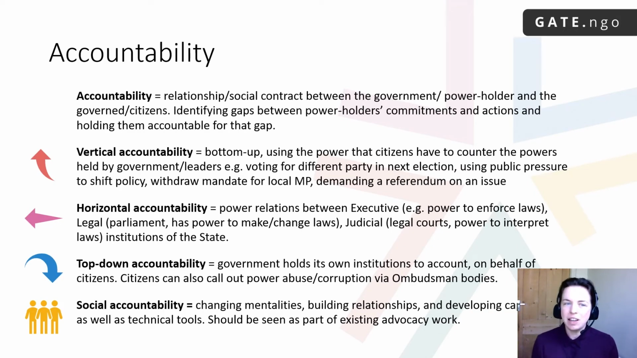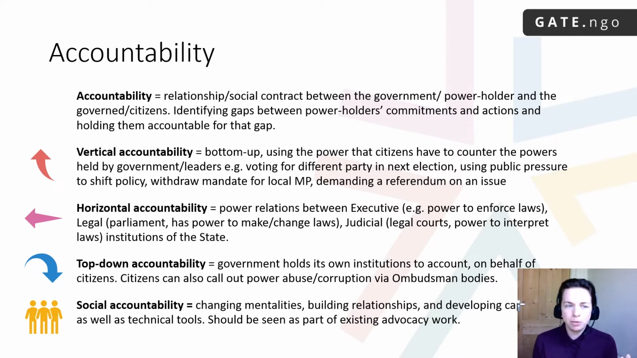Accountability is essentially a relationship or a social contract between the government or whoever the power holder is and the governed or citizens. And it's about identifying gaps between the commitments made by power holders and their actions, and holding them accountable for the gap between those commitments and actions. There are different types of accountability.